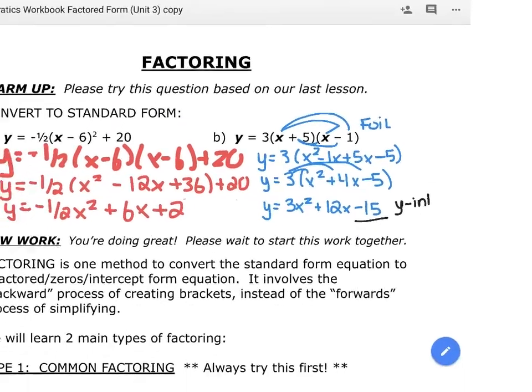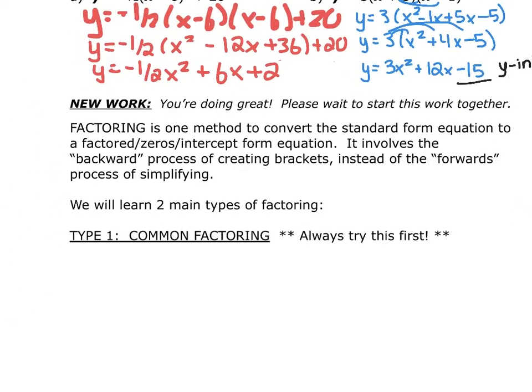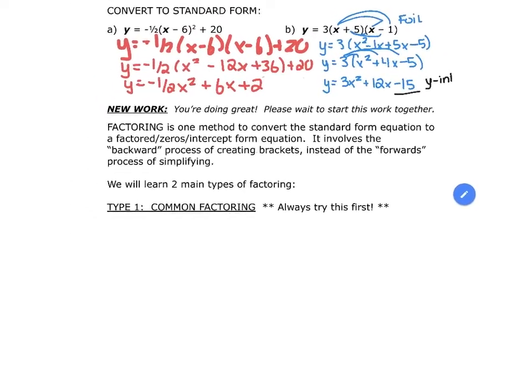So let's actually move on to today's lesson. Factoring is one method to convert the standard form equation to a factored zeros intercept form of the equation. It involves the backward process of creating brackets instead of the forward process of simplifying. So what we did to open up the activity today, we're just doing the opposite. So we're working backwards. We will learn two types of factoring today. The first one is common factoring, which we always do first.